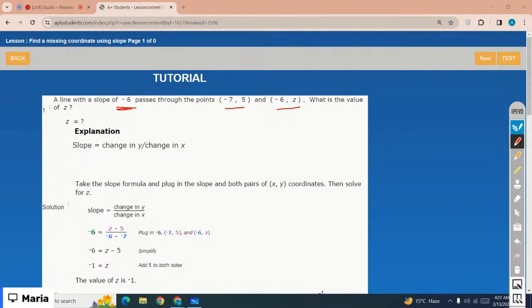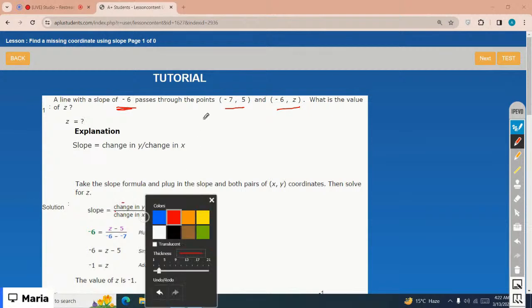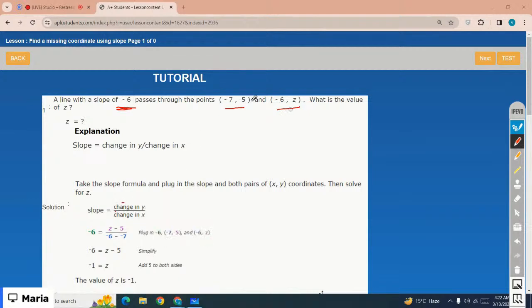You are given the slope, right? Just use the slope formula, that is slope equals change in y divided by change in x. So here is change in y, z minus 5 divided by negative 6 minus negative 7. Negative 6 minus negative 7 is 1. So you are left with z minus 5 equals negative 6.